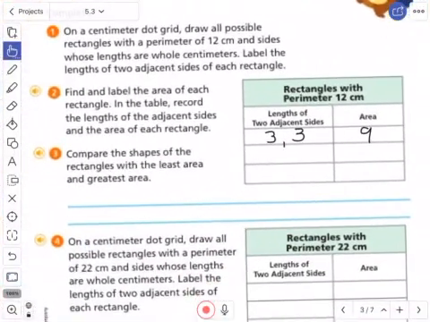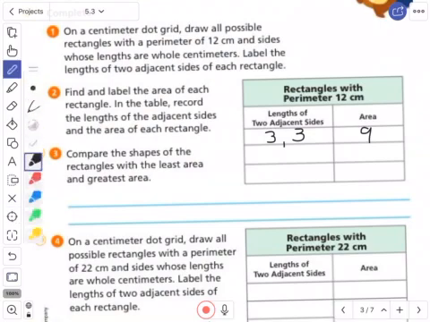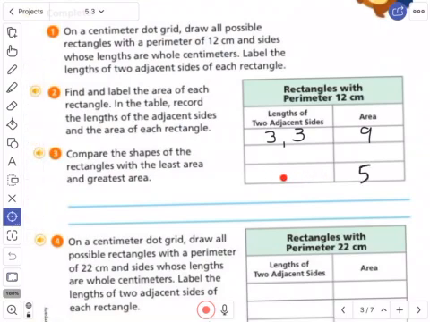Then for your answer here, you need to compare the shapes of the rectangles with the least area and the greatest area. So you're not going to be able to do that part until you finish. Just to let you know, your least area will be 5. I'm not going to tell you what the 2 sides are, but it's going to be 5. And so basically you need to give an explanation comparing those two.